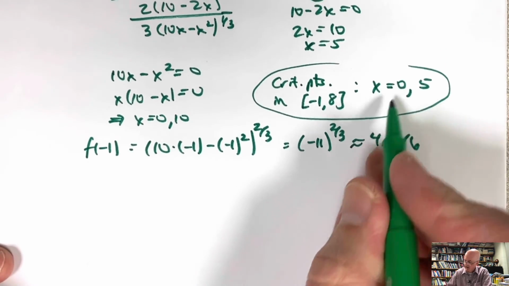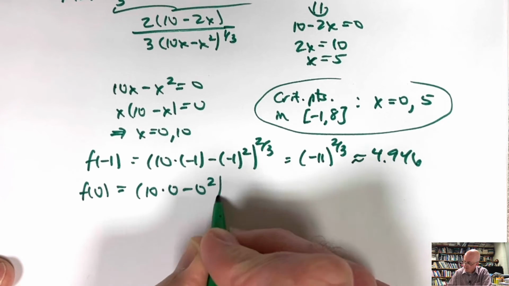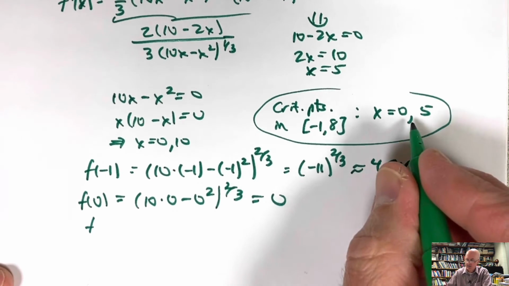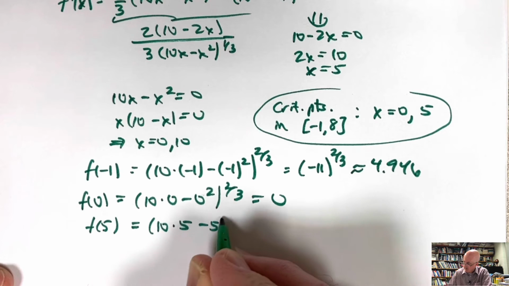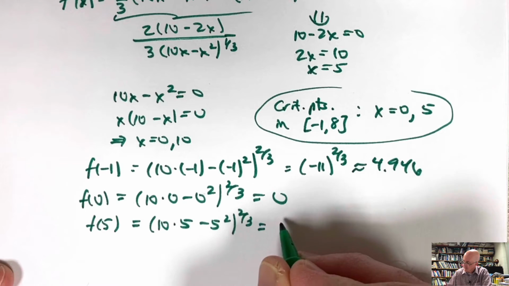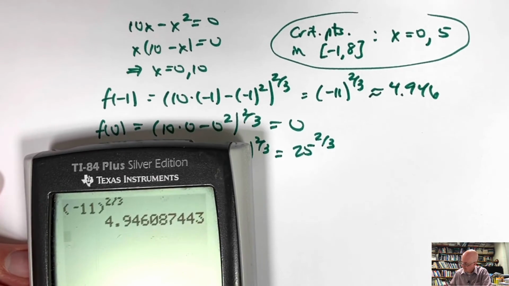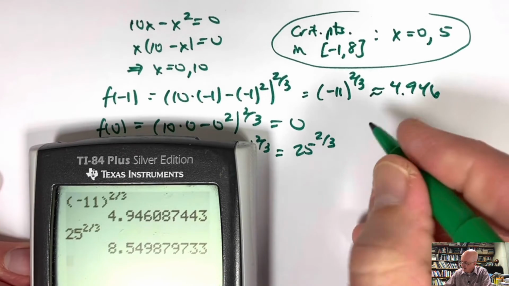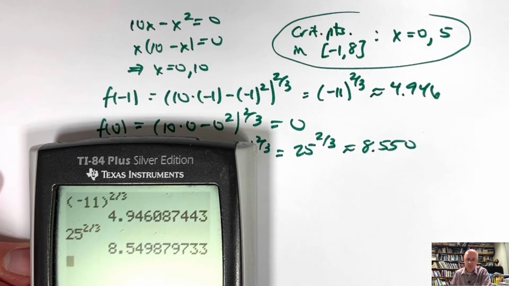Check this critical point. f of 0 is 10 times 0 minus 0 squared, to the 2/3. That's 0. f of 5 is 10 times 5 minus 5 squared, to the 2/3 power. So that's 50 minus 25, which is 25, to the 2/3 power. That's about 8.550 if you round correctly.